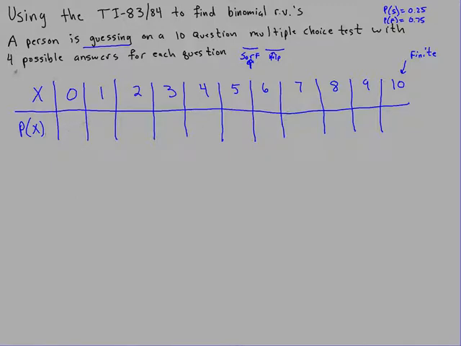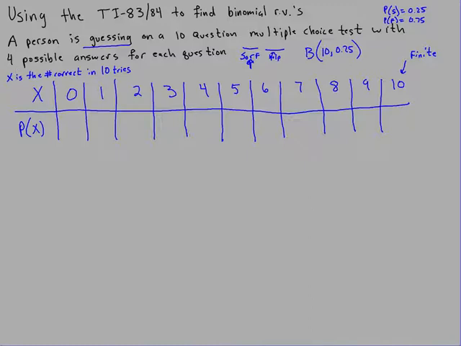Okay, so now I'm going to ask, how do we find these probabilities? Let's define x. X is a binomial random variable, and x is the number correct in 10 tries. Okay, so this is a binomial. My two parameters are 10 for the number of trials and 0.25.